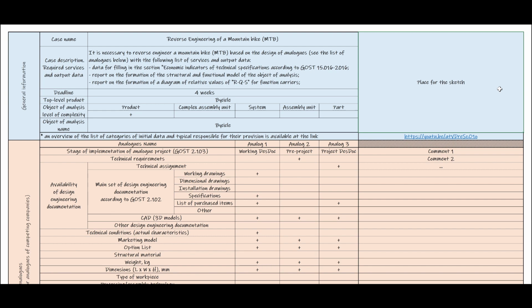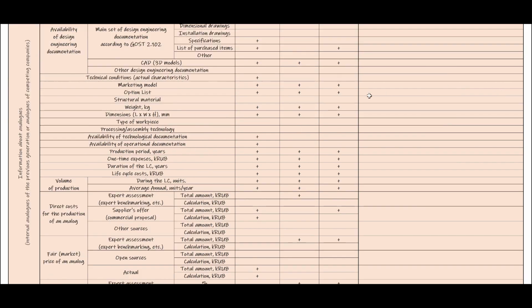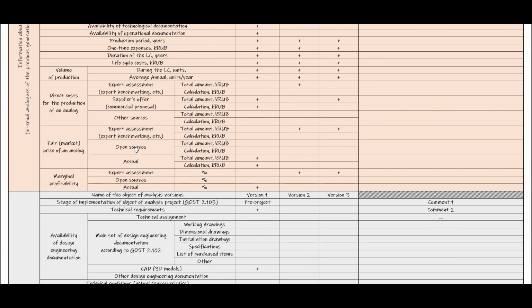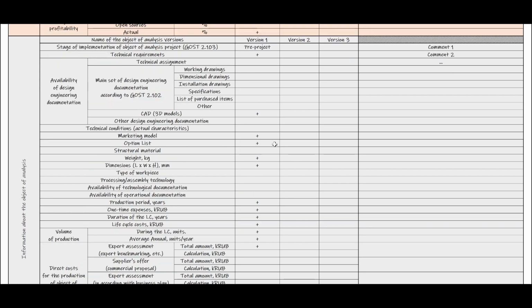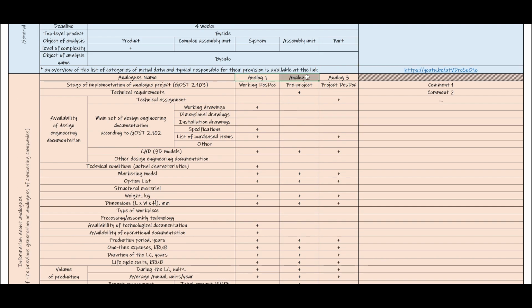The first one contains information about the analysis of the analyzed object. The second one contains information about the analyzed object or its variants. In this case, we analyze 3 analogs that are different stages of development and execution of the object of analysis, that is a pre-production stage.